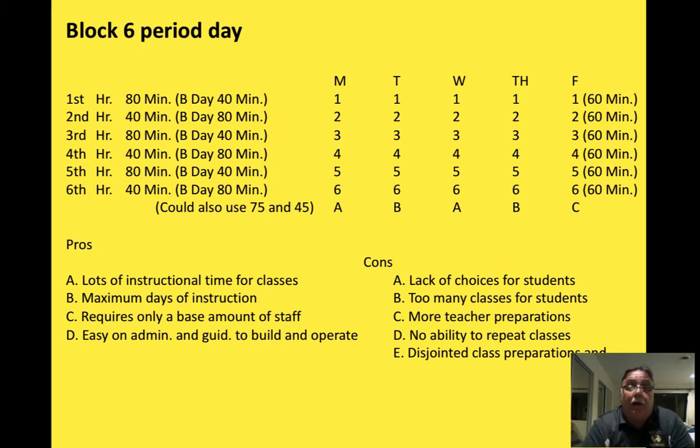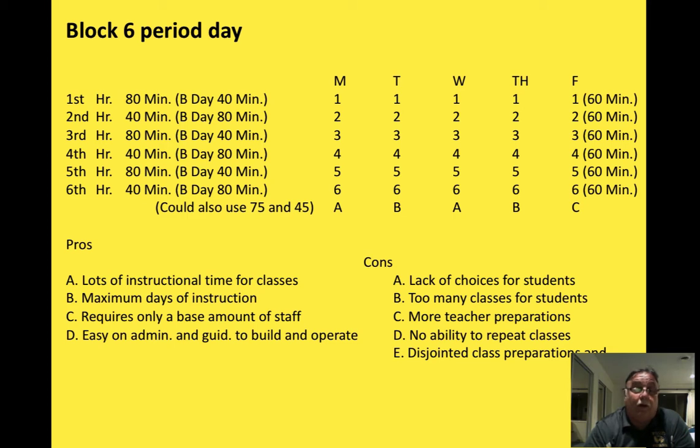The 6-period day in a block format, where you go 80/40s, is very simple. You have an A and B day, and on Friday, all 6 periods are normal 60 minutes long. You could also use 75 or 45, but this is a way to block a 6-period day to create some block instruction. Again, some of the pros and cons remain the same.